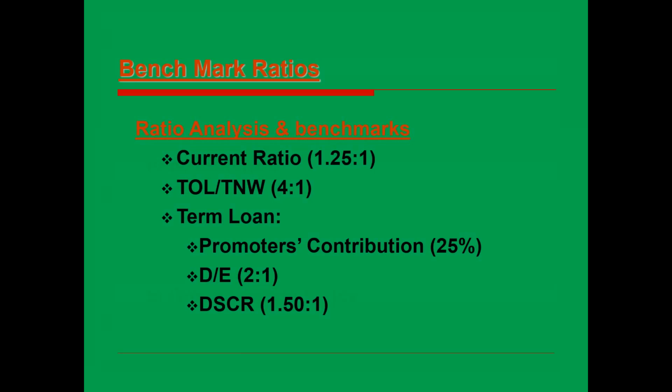And TOL upon TNW, total outside liabilities upon total net worth, is 4 is to 1. For a term loan, the promoters' contribution should be at least 25%, that is the margin. Debt equity ratio 2 is to 1, and debt service coverage ratio should be 1.5 is to 1. These are the benchmark ratios, so there may be a variation. We have to compare with the peer industries or peer businessmen. You have to see that.